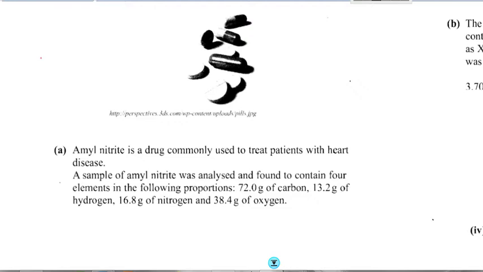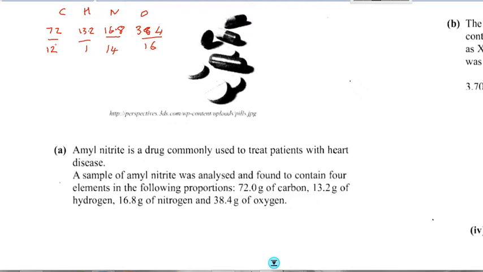Just a quick reminder on how we do this. We'll write our carbon, our hydrogen, our nitrogen, and our oxygen up there. We'll write our masses of each below it: 72 grams, 13.2 grams, 16.8 grams, 38.4 grams. So the atomic masses are 16, 14, 1, and 12.